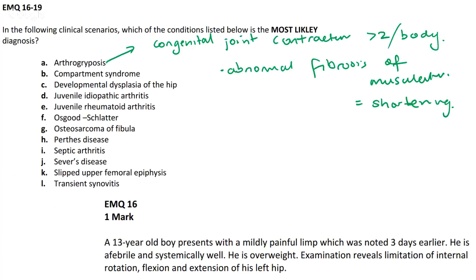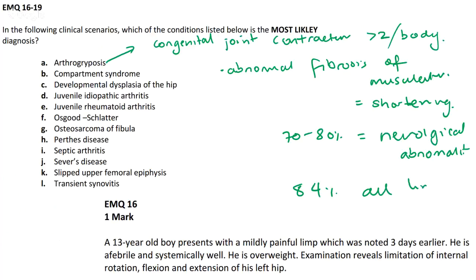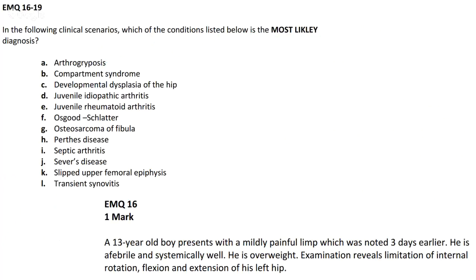Now, there's so much, I don't want to talk about all of it. But what you need to know, 70 to 80% of it is usually associated with some kind of neurological abnormality, anything. And 84% of people have all limbs involved. So you should be able to very clearly identify this if it came up on the question because it's quite unique. All right, that's the first one. You guys got that? Okay.